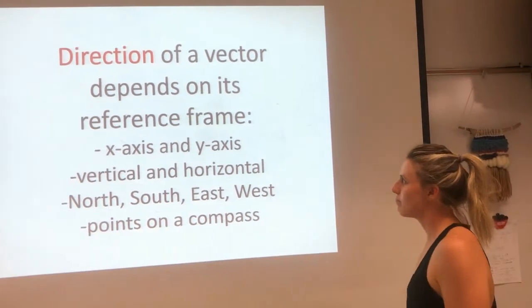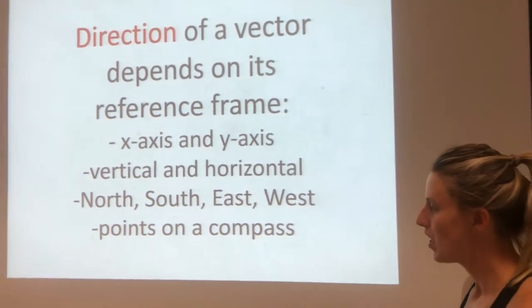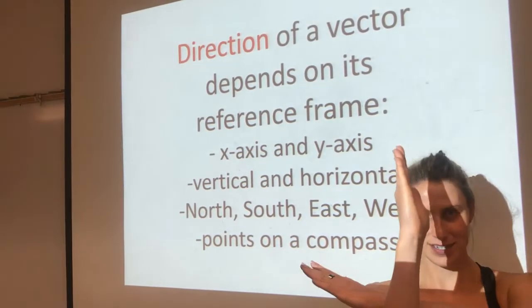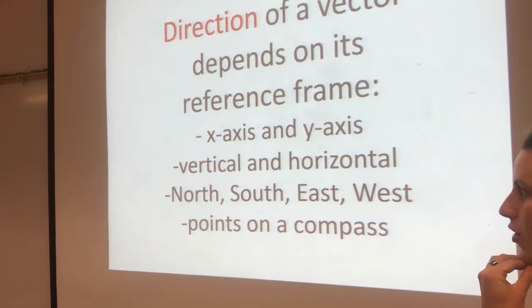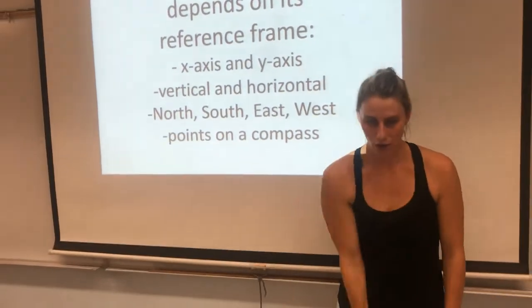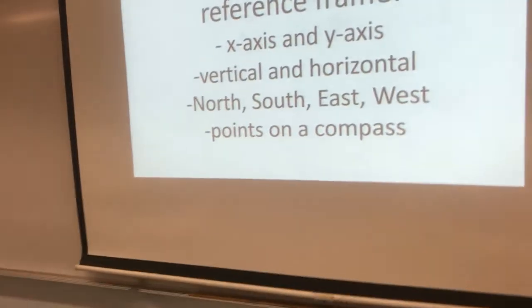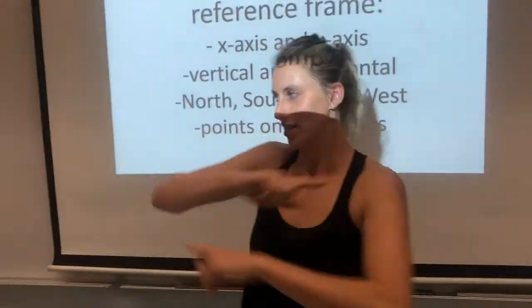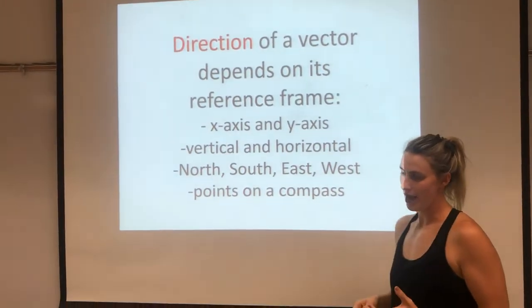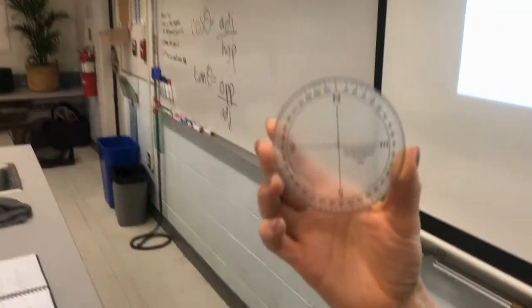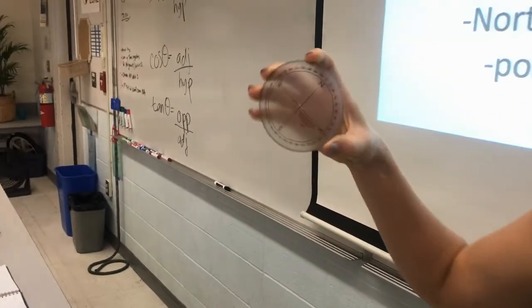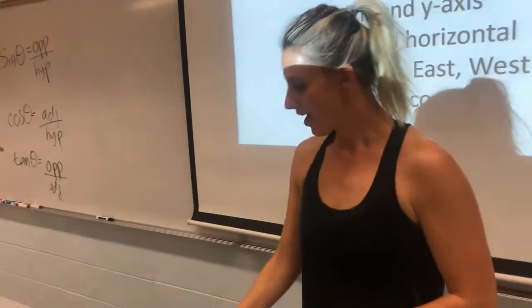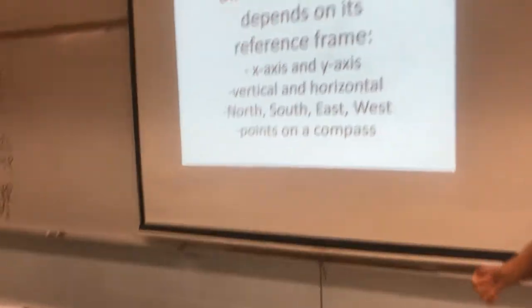Direction of a vector depends on its reference frame. So we want to talk about the x and y axis. We need to think about the vertical component and the horizontal component. Or maybe we have to think about it in terms of north, south, east, or west. Or lastly, we might have to think about it as points on a compass. My students who took physics last year will recognize this guy, my navigator's protractor. We'll put that up on the next screen here.